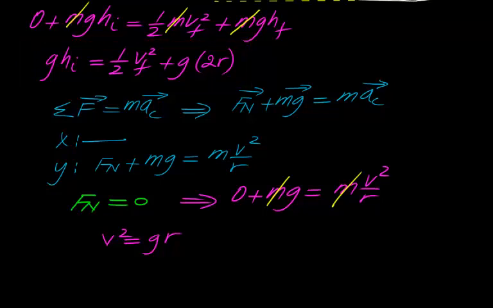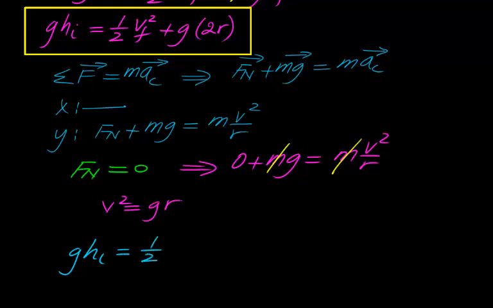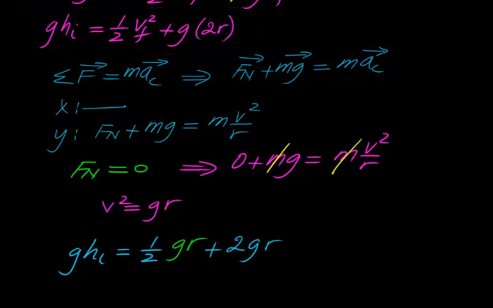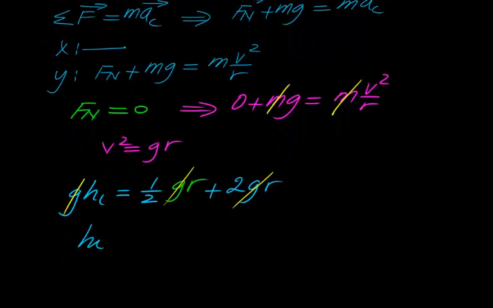Let's take this v squared and substitute it in the equation that we have obtained earlier from the conservation of energy. The equation now is going to have the following form: g h_i equals 1/2 times g r plus 2 times g r. Note that the gravity g is a common factor, therefore it cancels out. Therefore, the h_i is going to equal 1/2 r plus 2r.